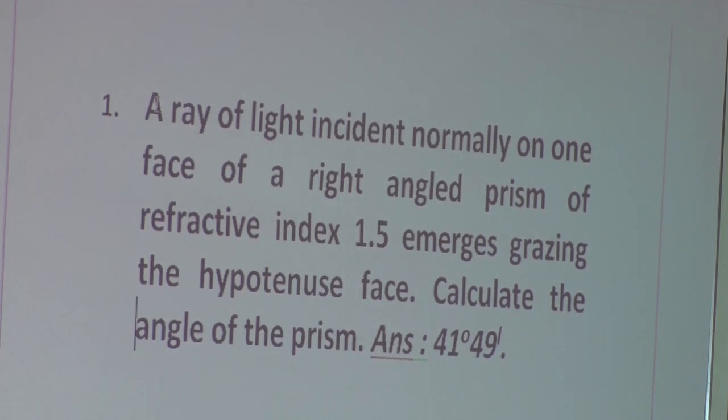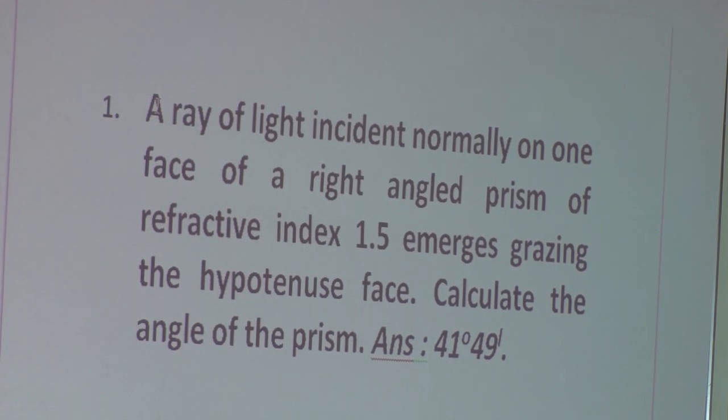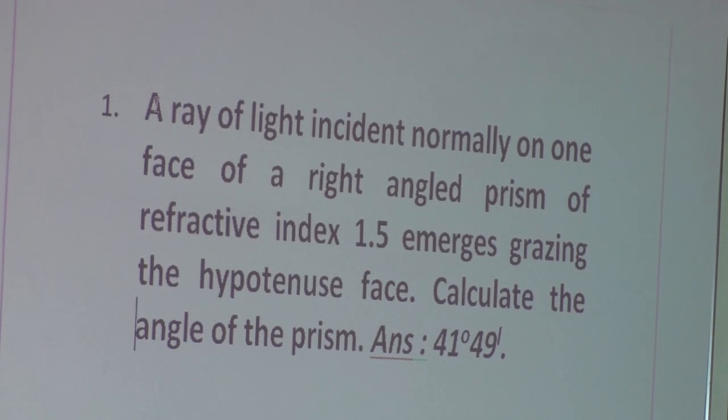Okay, 41 degree 49 minutes, that is the answer. 49 minutes divided by 60 becomes 0.8 almost. 41.8 degrees, that should be the answer. 41.8, almost.